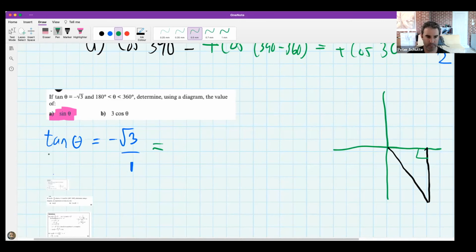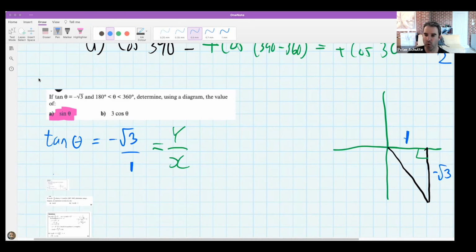I was thinking that tan is O over A, or another way of saying it is Y over X. So don't I need to think about, okay, well, look at this drawing. The X part is going to be positive. It's going to be 1. The Y part is negative, so it's going to be negative √3. So give me a thumbs up if you see how I've connected the minus √3 and 1 to my drawing.